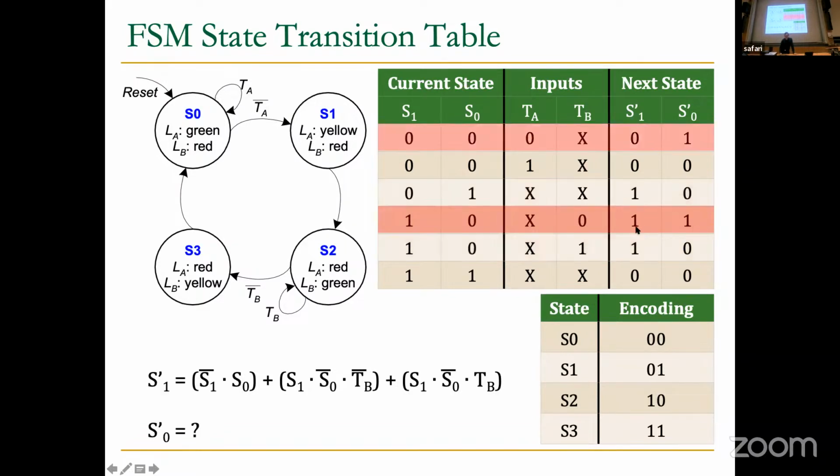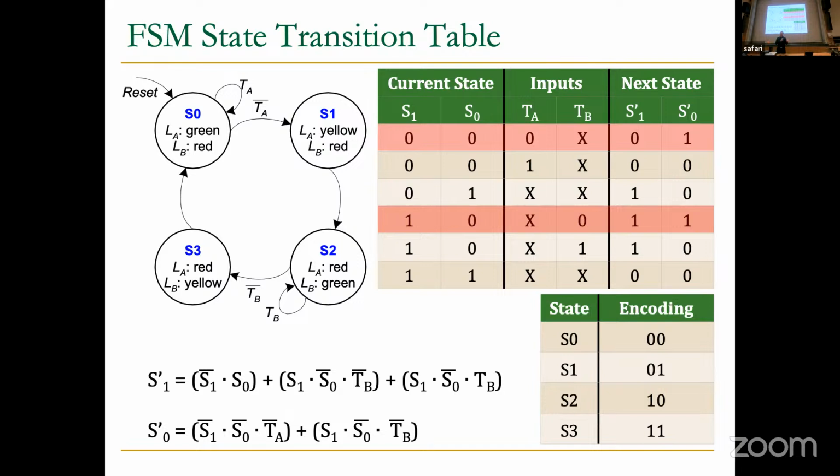And you can do the same thing for S0 prime. You can see that S0 prime is 1 only for these values of the truth table, this compressed truth table, if you will. And that corresponds to S1, S0, and TA all being zeros, and S1 being 1, S0 being 0, and TB being 0. And these are the sum of products form, essentially, again, considering the don't cares.